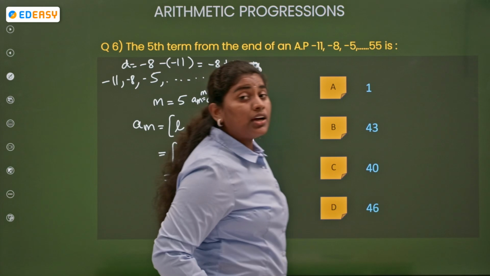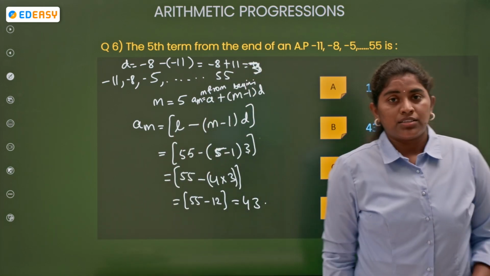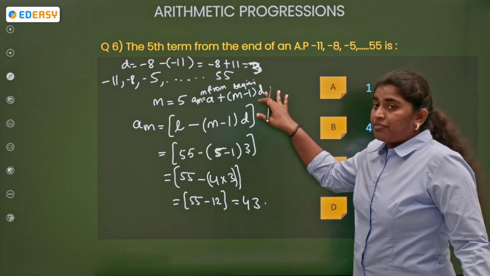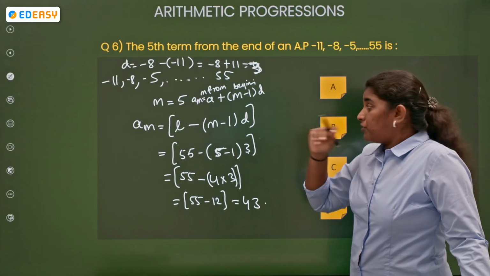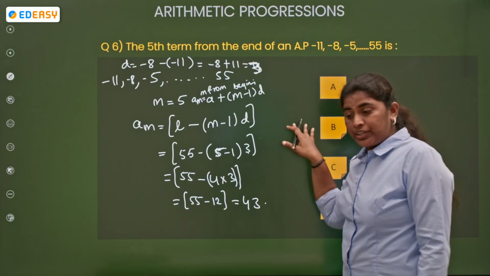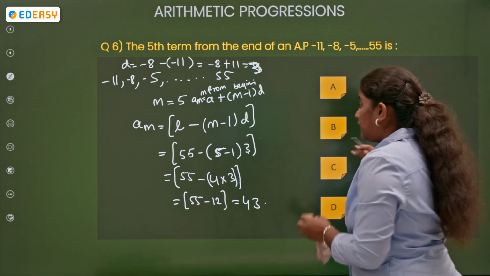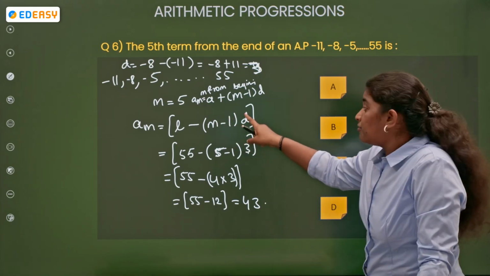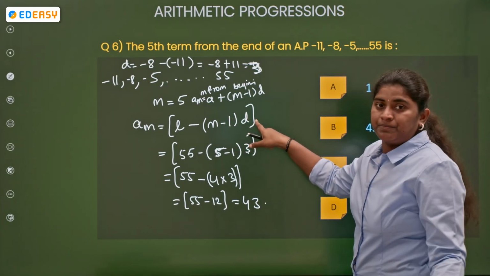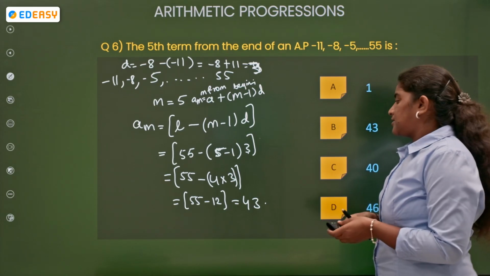How to find the mth term from the end: same as from the beginning, it will be a plus (m minus 1) into d. And from the end, if you know the last term, then it will become L minus (m minus 1) into d. Okay, yes.